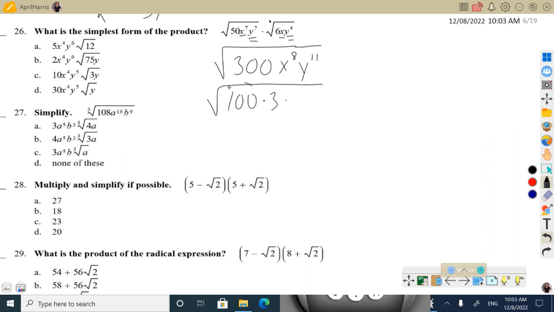X to the 8th is a perfect square. That's a perfect square. That's not. Y to the 11th we're going to write as y to the 10th times y to the 1st. Perfect square, not perfect square.